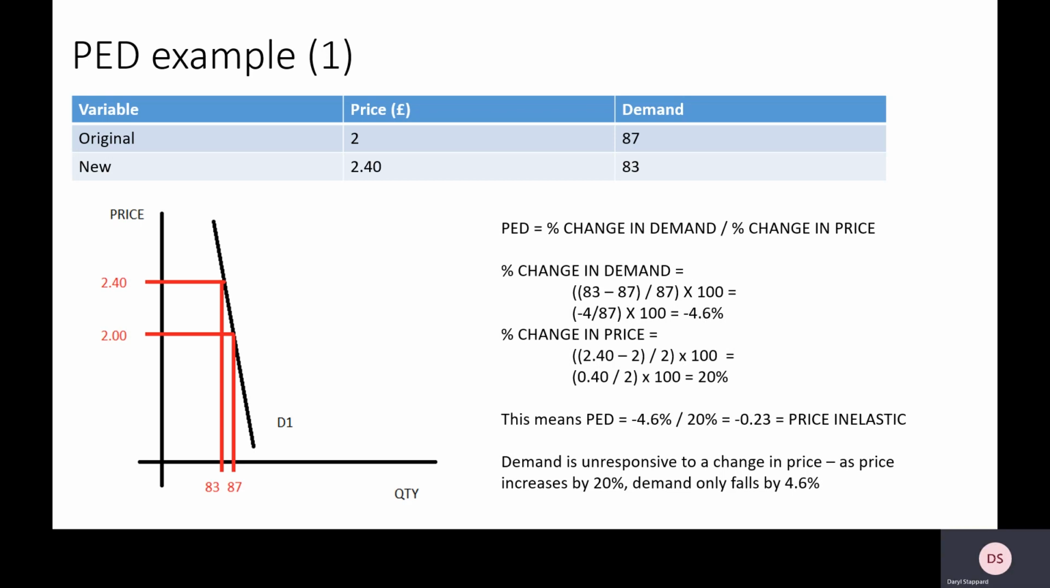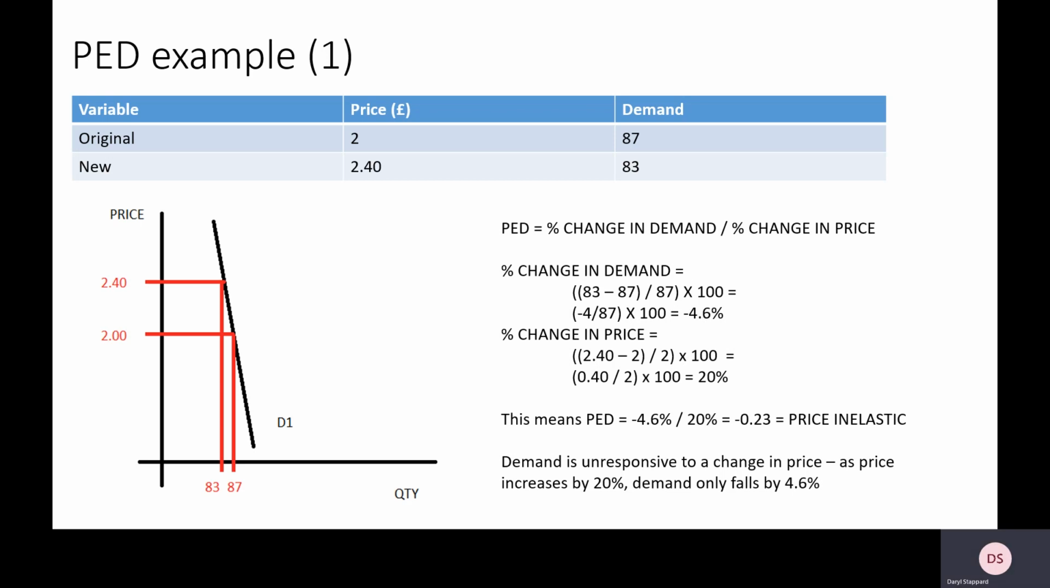The change in price, if we put the numbers into the formula, will give us a 20% increase in price. So what we know then is that when this business raises price by 20%, demand will fall by 4.6%. Now, straight away, we should be realizing this is a very price inelastic relationship. The percentage change in price, that 20%, exceeds the change in demand of 4.6%.